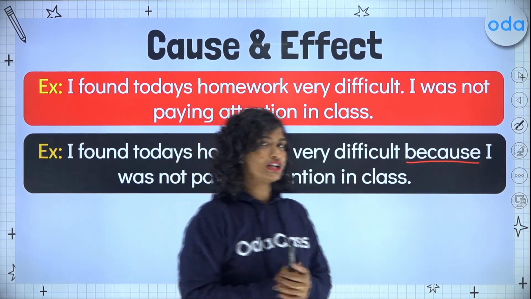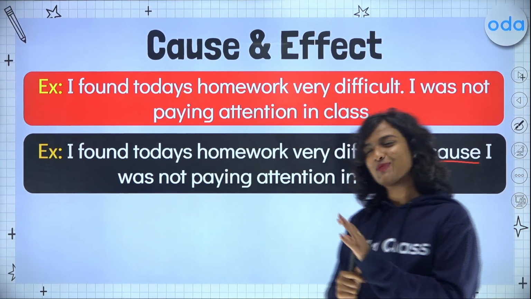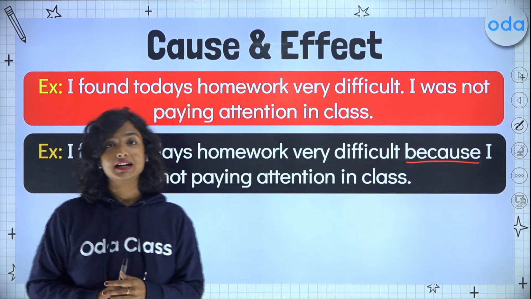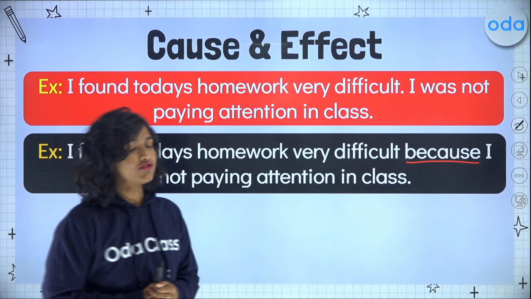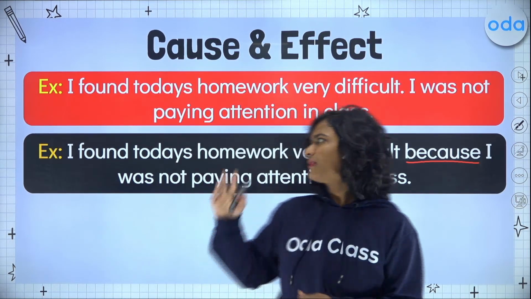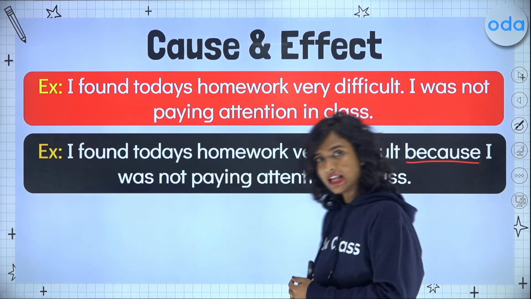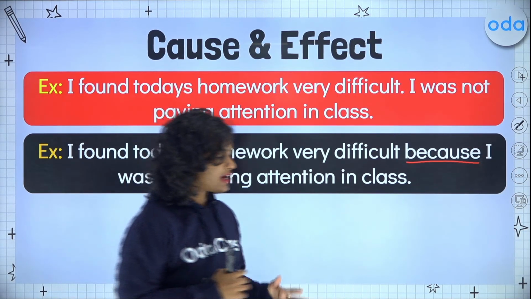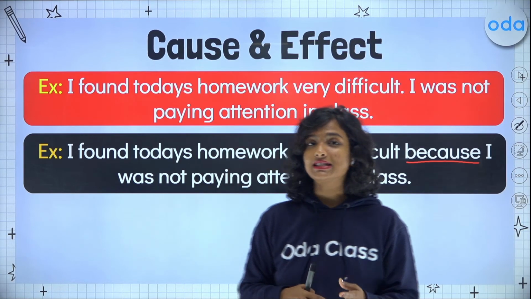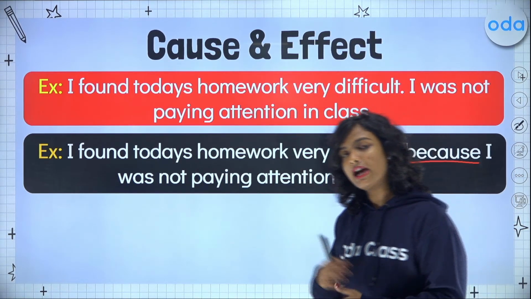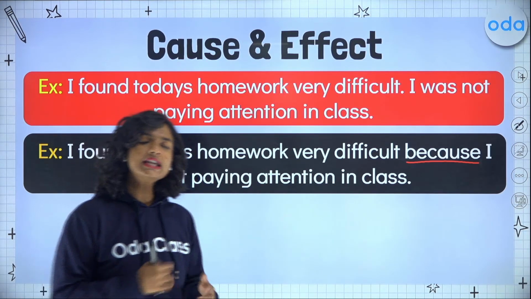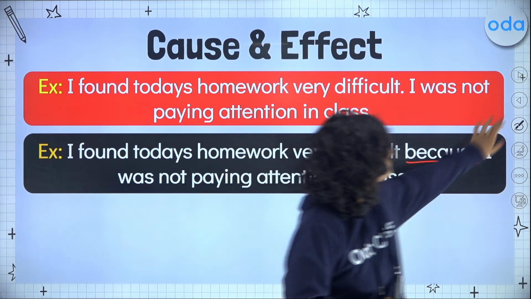So I'm sure this happens to some of you, but I hope that it does not happen to most of you. But here, once again, we could be using another subordinating conjunction. For example, as. As I was not paying attention in class, I found today's homework very difficult. So the point of this, students, is for you to notice that subordinating conjunctions are plenty interchangeable. You can use one or the other, and they can both make sense in the sentence.